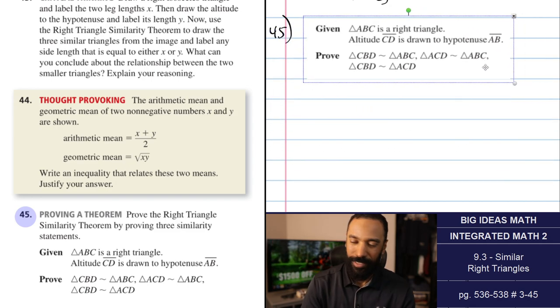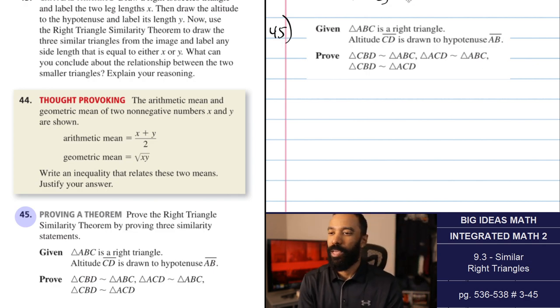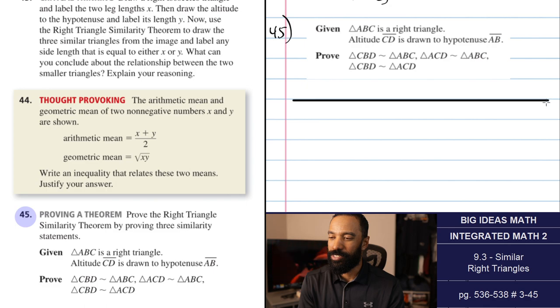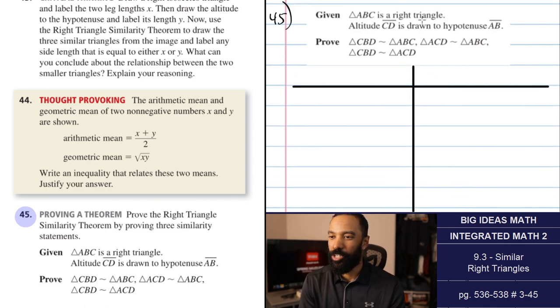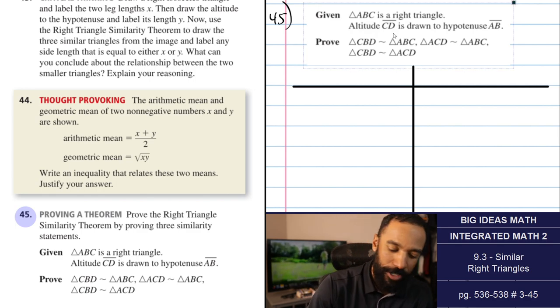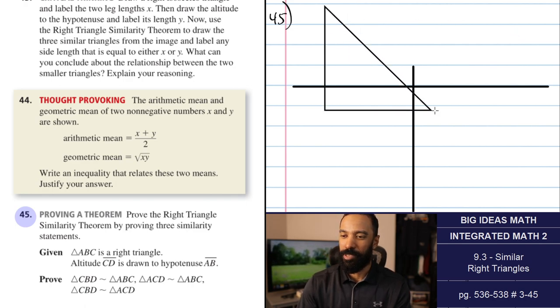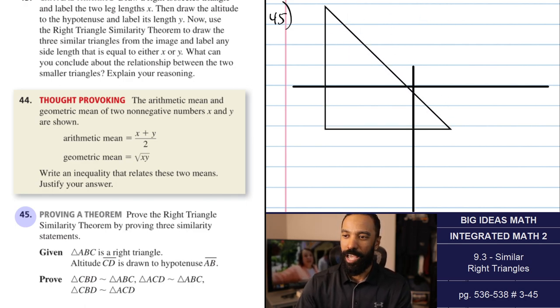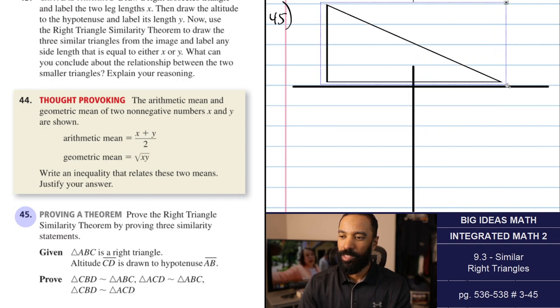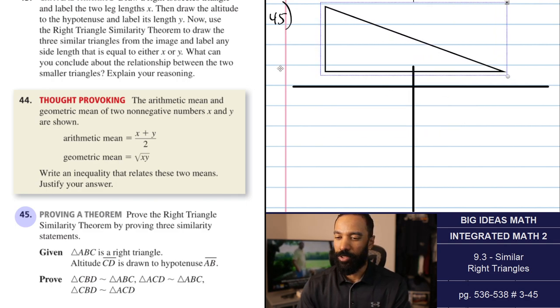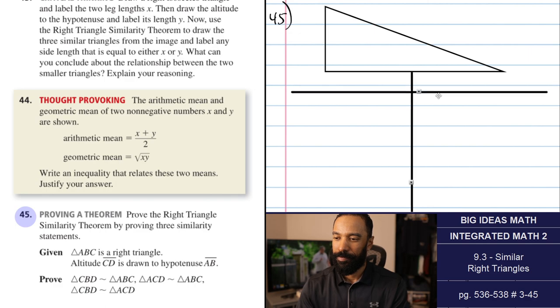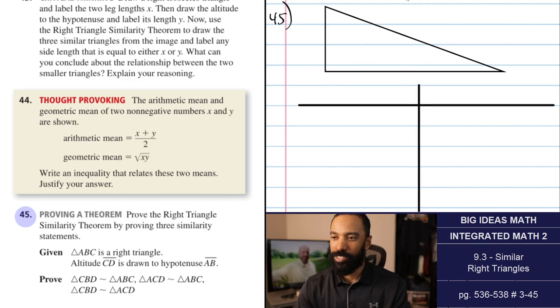Oh boy, I'm going to try. I don't know if I call things, I guess I can call them by the letters. So I want a drawing. I don't actually want to copy and paste that, but I do want to make a drawing. ABC is a right triangle, altitude CD, something, something, something. It's probably drawn to hypotenuse AB. So let's draw ourselves a right triangle like that. And let's figure it out.